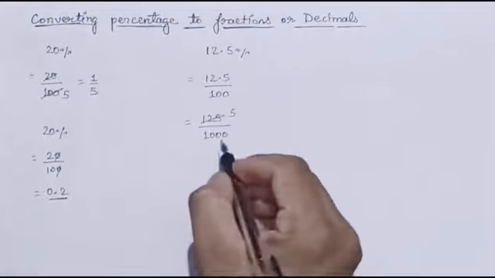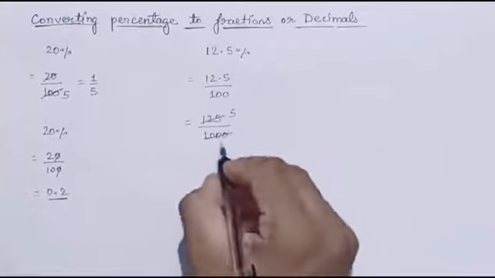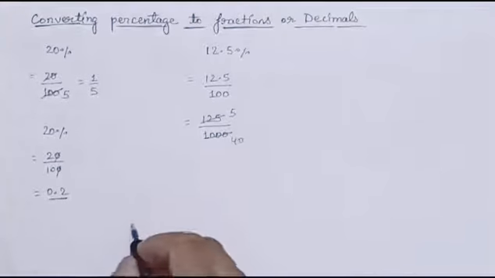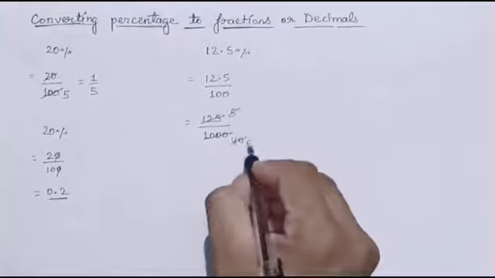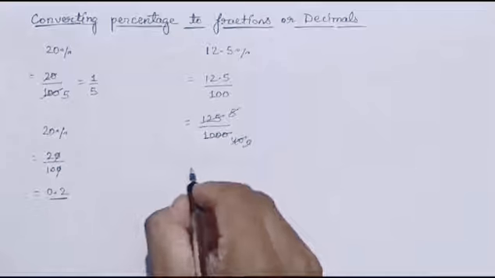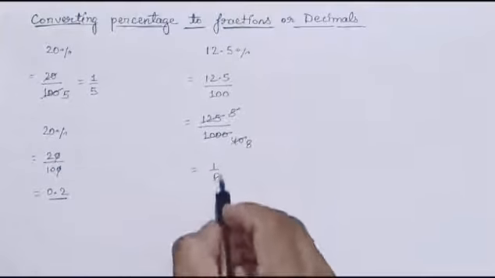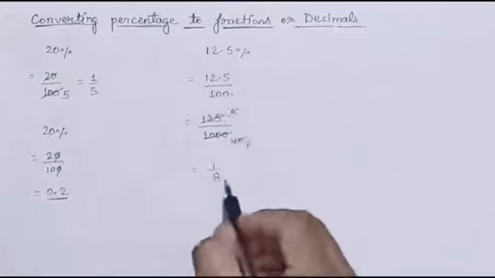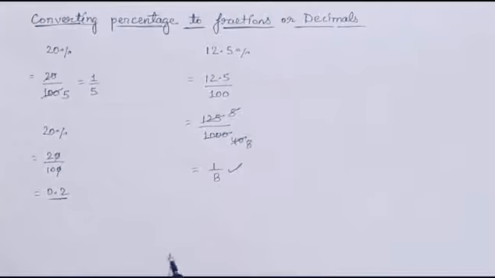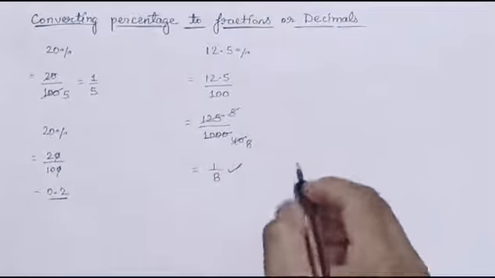25 times 5 is 125 and 25 times 40 is 1000. Again 5 times 8 is 40. So it is equal to 1 by 8. It means the fraction form of 12.5% is 1 by 8. Now what will be the decimal form?